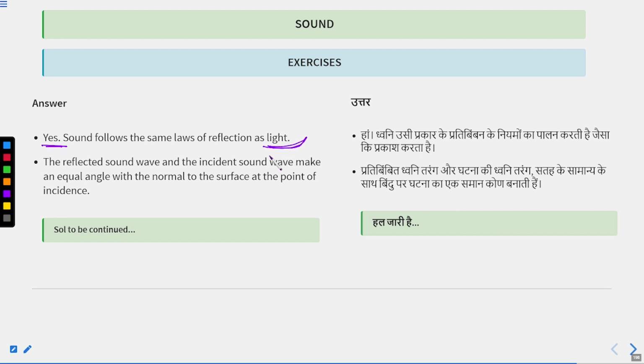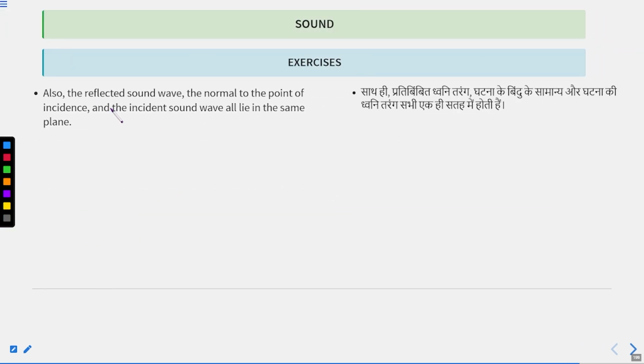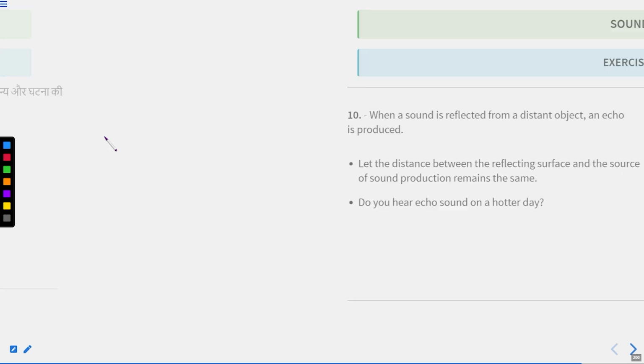And what were those two laws? One was that the angle of incidence is equal to the angle of reflection, and law number 2 was that the incident ray, normal ray, and reflected ray lie on the same plane. Okay, the reflected wave, normal, and incident sound wave all lie in the same plane. So sound also follows the same law of reflection as light does. Now let's move on to the next question.